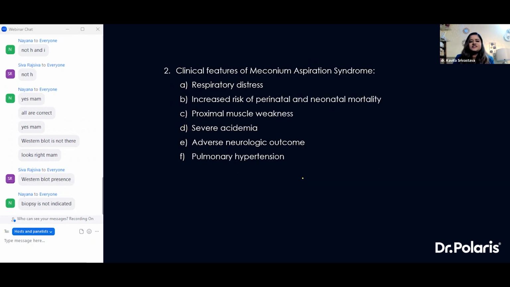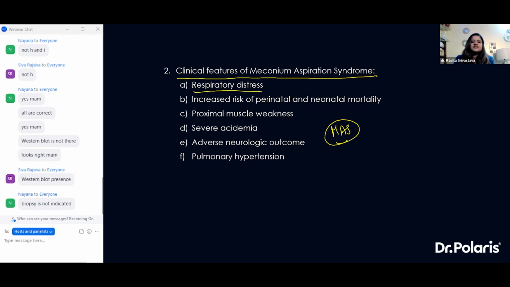Okay. Next question. Clinical features of meconium aspiration syndrome are. So what could be the clinical features of meconium aspiration syndrome? If the baby accidentally aspirates the meconium, what all could happen to the baby? Okay, so let us see.